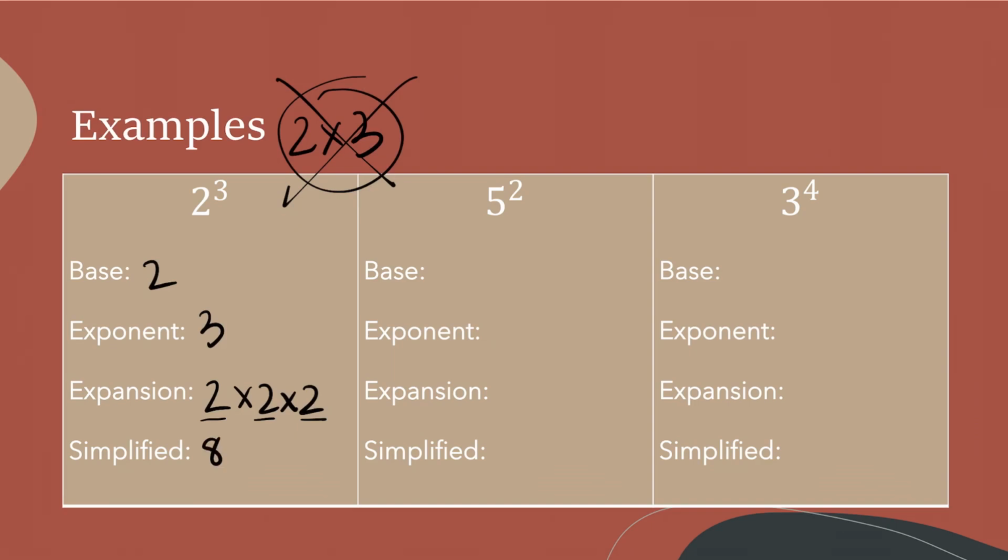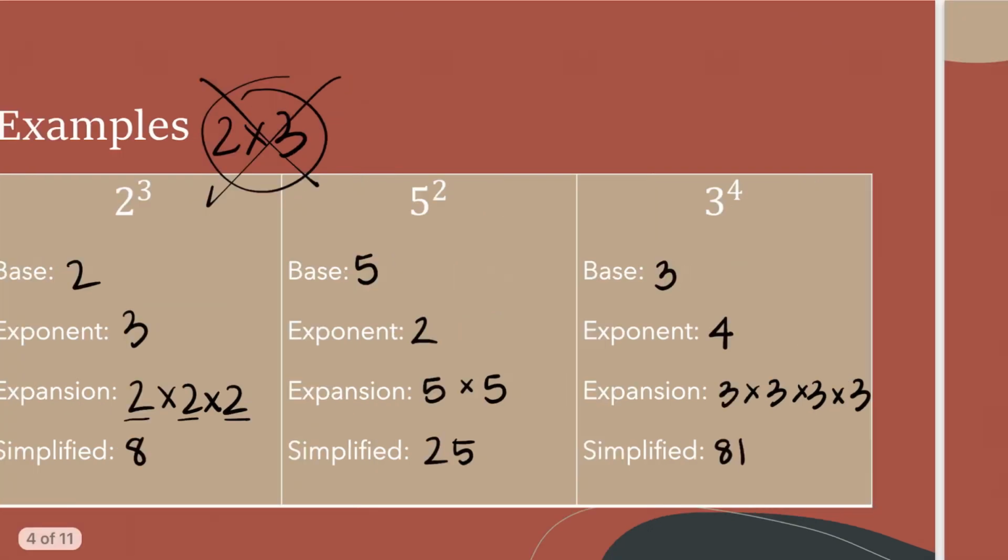Then we have 5 squared or 5 to the power of 2. The base is 5. The exponent is 2. Expanded would be 5 times 5, and simplified would be 25, because 5 times 5 is 25. So let's do it one more time. 3 to the power of 4 has a base of 3, an exponent of 4, and an expansion of 3 times 3 times 3 times 3. And if you multiply that out, simplified, it would be 81.